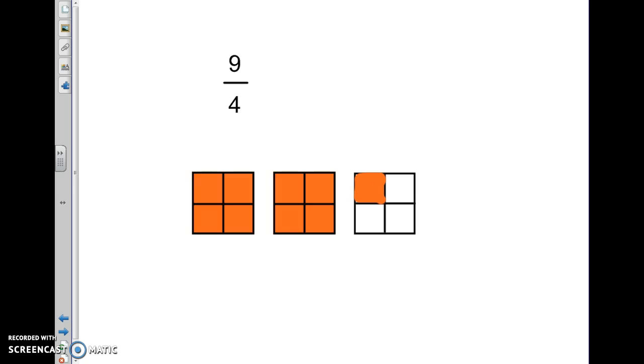So what is an improper fraction? An improper fraction is a fraction where the numerator is larger than the denominator. So anytime that you see a fraction like this where the number on top is bigger than the number on bottom, improper.